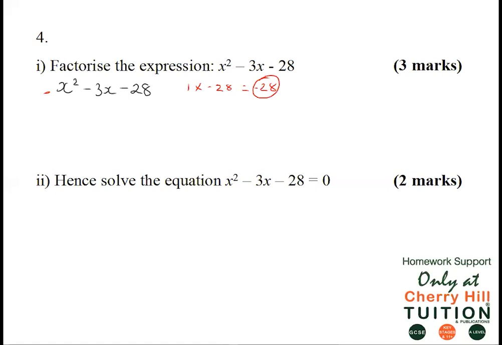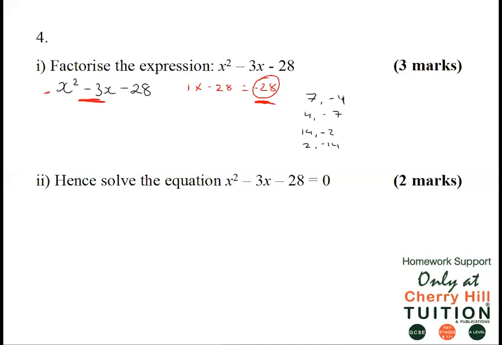Now we need 2 numbers that multiply to give us minus 28 and add to give us minus 3. So let's first start off by listing the pairs that multiply to give us minus 28. So we have 7 and minus 4. We have 4 and minus 7. We have 14 and minus 2. And we have 2 and minus 14.